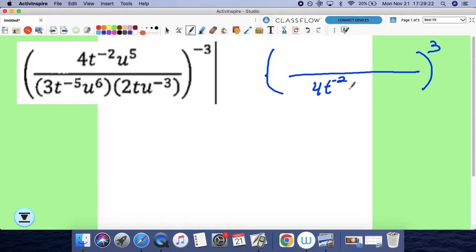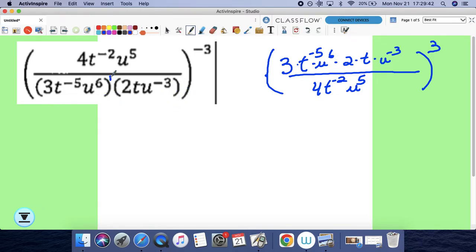So these guys, the numerator is going to become the denominator, and the denominator the numerator. And I'm going to write a little dot there just because I think we forget sometimes. There's a little multiplication sign there. Times 2 times t times u to the negative 3. So that's what that says. And notice that I removed the parentheses. Why did I remove the parentheses?